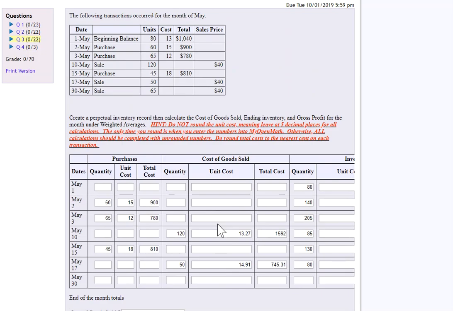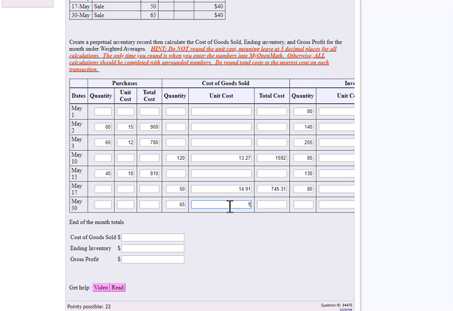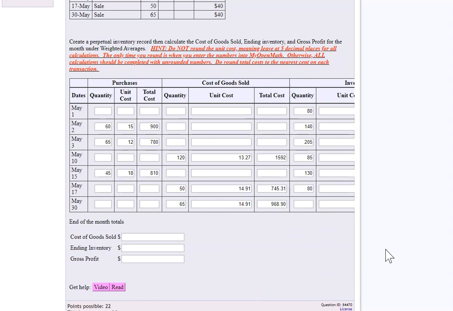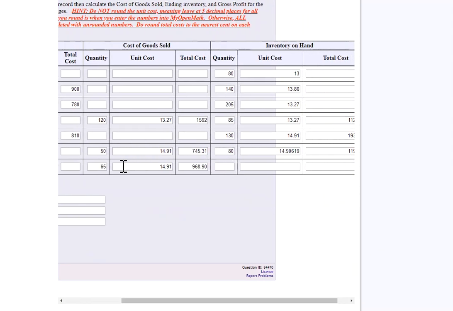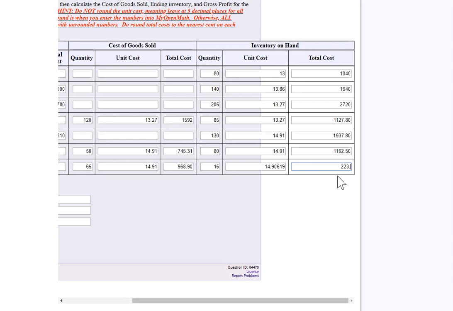Very last thing we have on the 30th is we're selling 65. And this is no different than what we had above. Take 14.90619. So if I take the 65 times that entire number, I get to $968.90. And then I can adjust this back to my two digits before I submit my problem. 80 minus 65 means I'm going to have 15 left at 14.90619. Correct this one and do that math. 15 times that entire number gets me to $223.59. And now I can correct this as well.